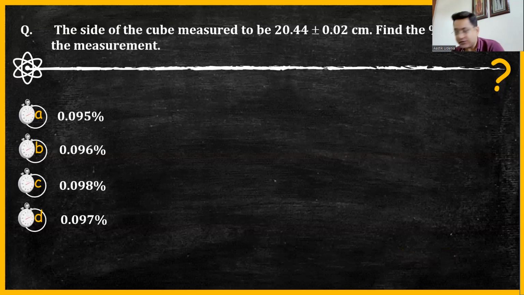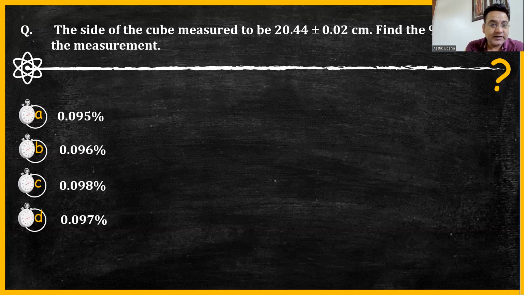Then this is the next question. The side of a cube is given as 20.44 plus or minus 0.02. You understand this plus or minus? That is not the zero error. That is a sort of error that you can have. Find the percentage error in the measurement. I'll give you 2 minutes to give me the answer for this one.